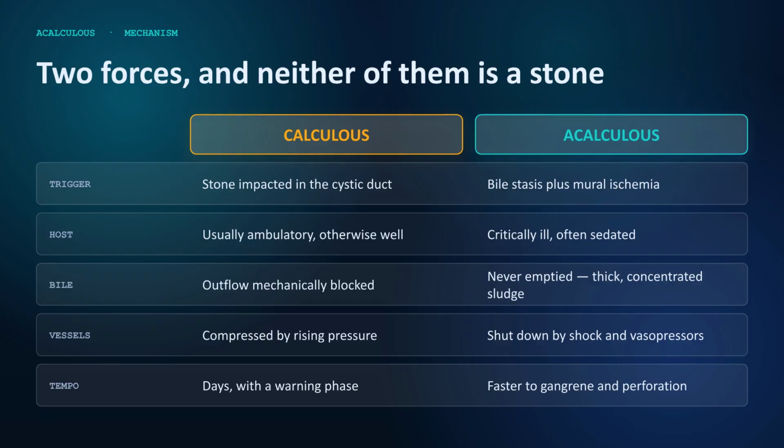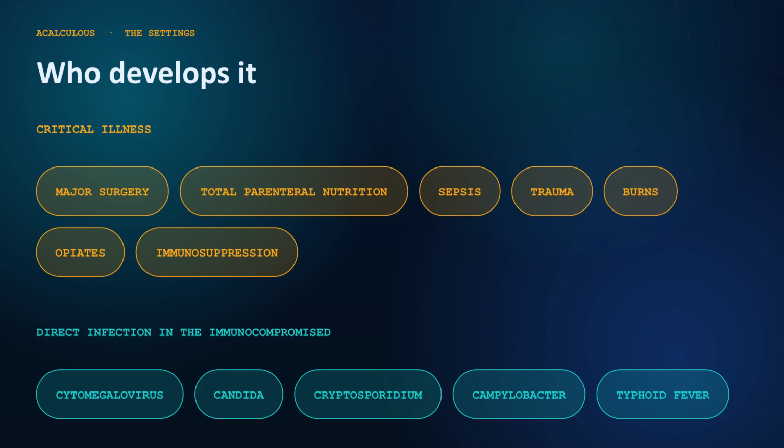Notice the last row especially. The stone disease gives you a warning phase. This one gives you almost none. Who gets acalculous cholecystitis? Almost always someone who is critically ill. The classic settings are major surgery, total parenteral nutrition, sepsis, trauma, burns, opiate therapy, and immunosuppression. Notice that our intensive care patient ticks 4 of those boxes at once.